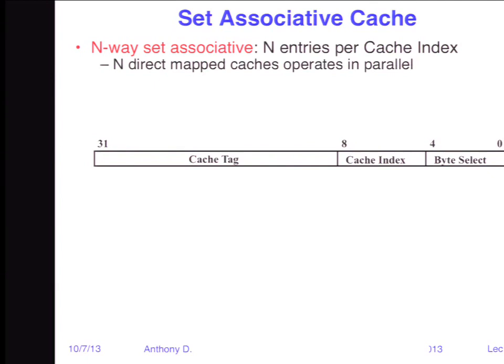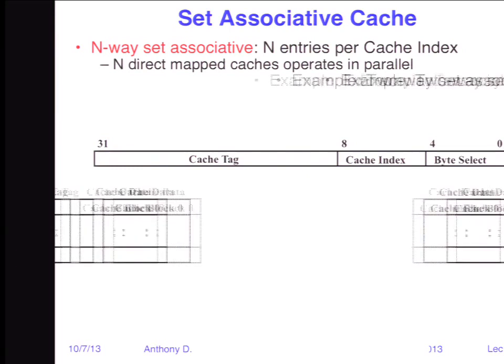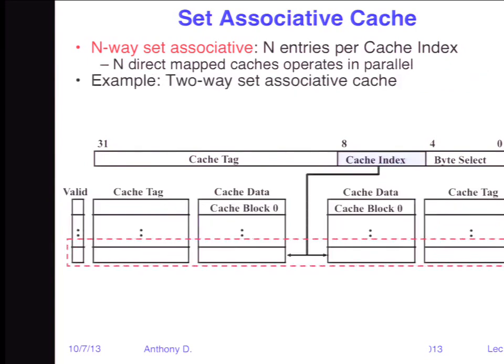So we have our byte select, our cache index, and our cache tag. Now what we're going to do is, instead of having a single place where we can store an item, we have, in this case, a two-way set associative cache. So we have two different places where we could store it. We could either store it in this set, or we could store it in this set. So our set is made up of two cache lines.